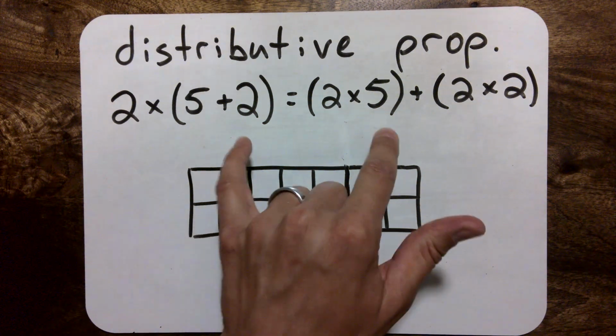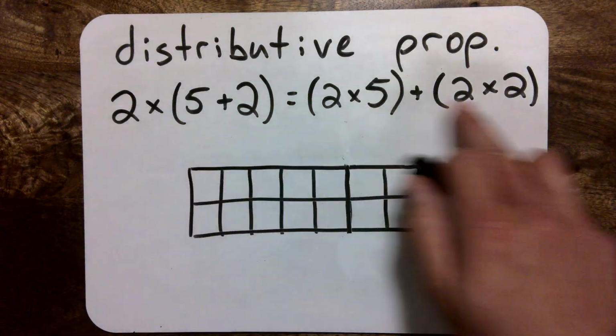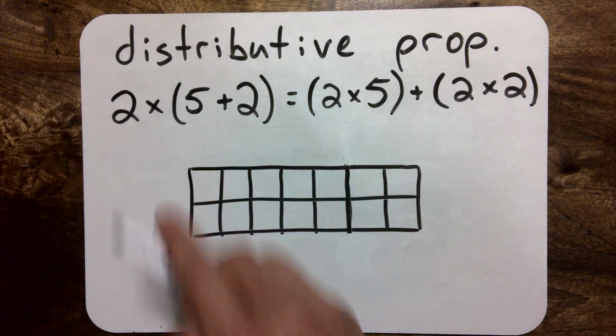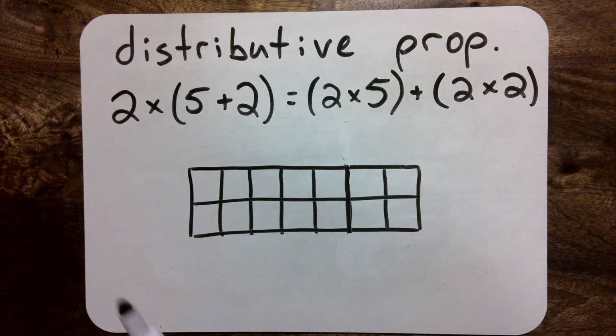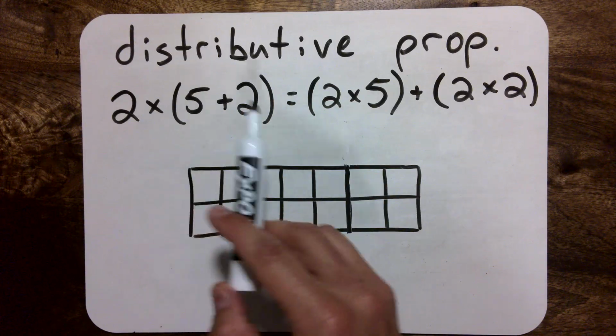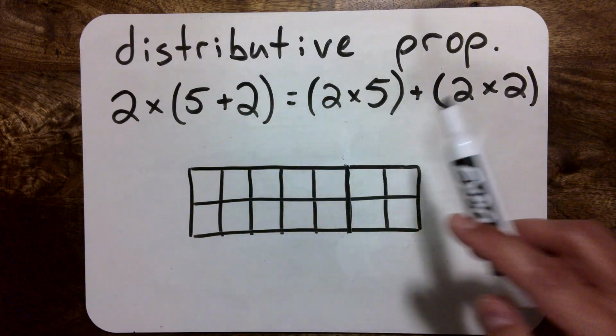And then this will be our abstract model up on the top there, just showing that we're distributing that 2 times throughout whatever is in our grouping symbols. Here it's the 5 and the 2, so it's 2 times 5 plus 2 times 2.